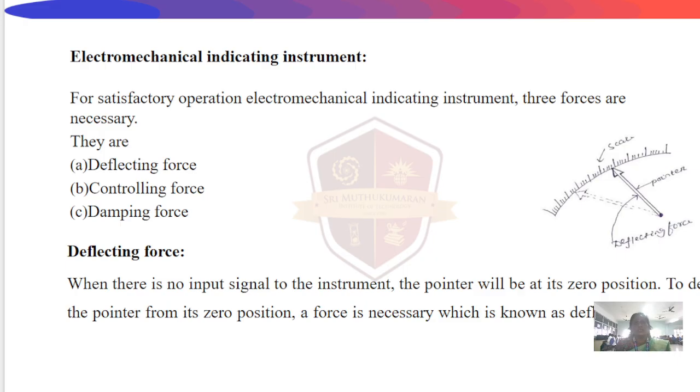Now let us understand electromechanical indicating instruments. For proper working of such instruments, three forces are required: deflecting force, controlling force, and damping force. These three forces ensure proper movement and accurate reading of the pointer.